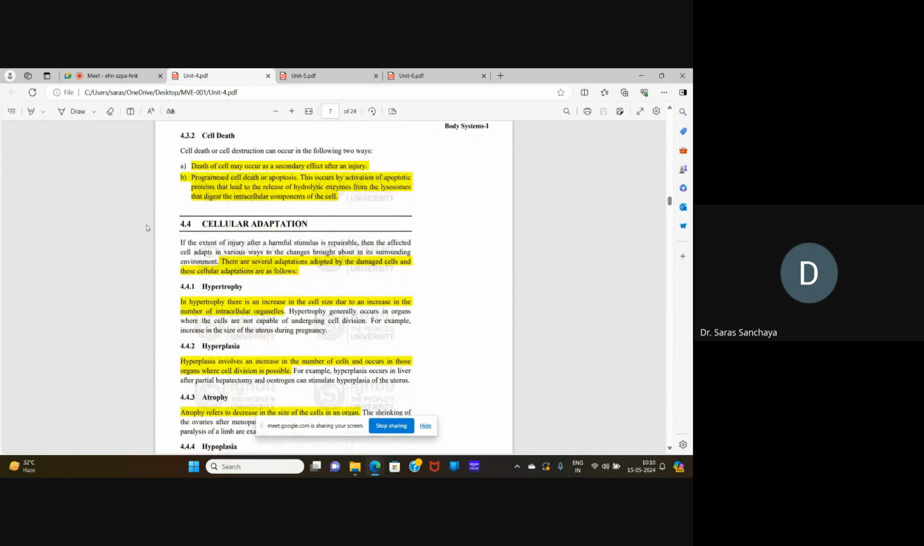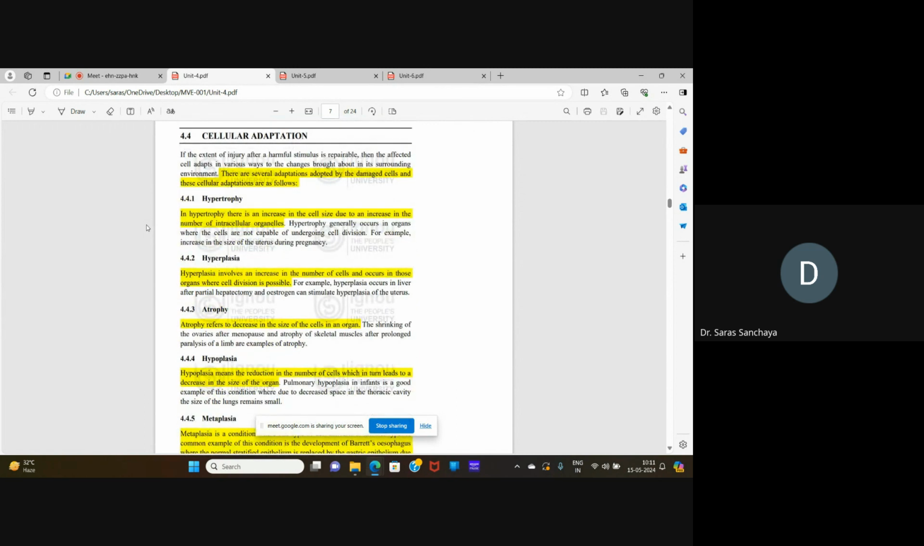Now, cellular adaptation. If the extent of injury after a harmful stimulus is repairable, then the affected cell adapts in various ways to the changes brought about in its surrounding environment. There are several adaptations adopted by the damaged cells, and these cellular adaptations are as follows. Adaptations can be of many types. It can be hypertrophy. In hypertrophy, there is an increase in the cell size due to an increase in the number of intracellular organelles. So if there is increase in the cell size, it is called hypertrophy.